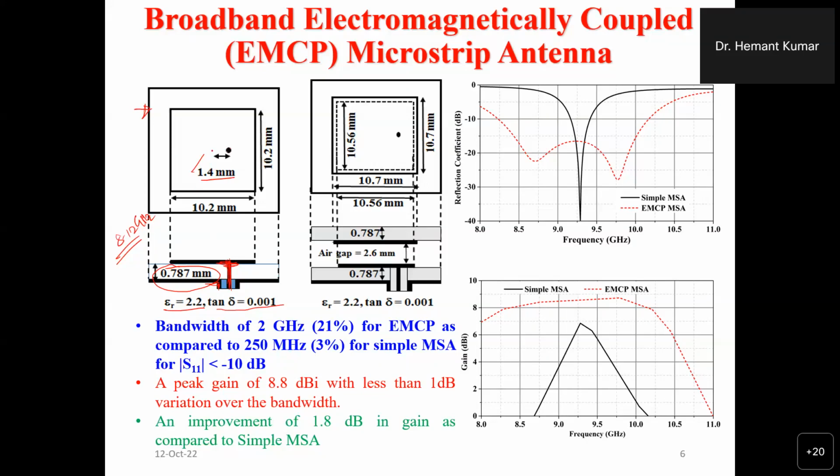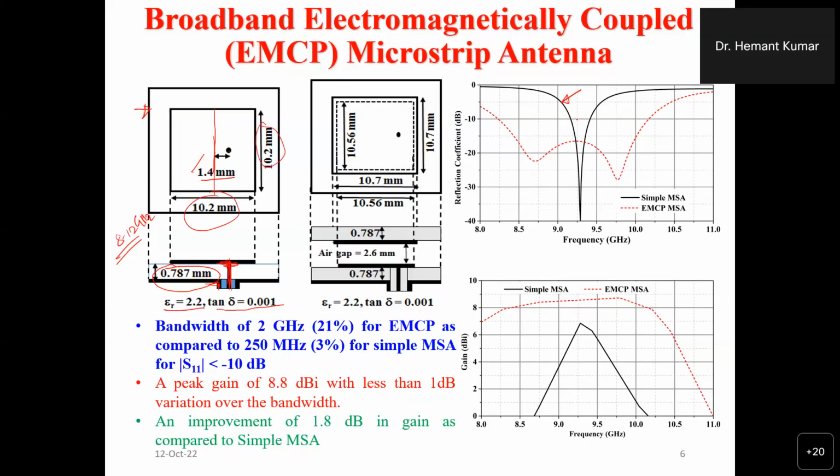This is the off center. This is the center of the patch antenna, and at a position of 1.4 mm from the center, the feed is given just to have impedance matching. Right. So 50 ohm somewhere we will get at 1.4 mm, so you can see this black curve. This black curve is the reflection coefficient for this microstrip antenna. The size of this microstrip antenna is 10.2 by 10.2. So this is a square microstrip antenna, right?